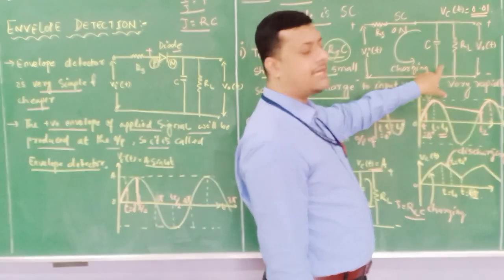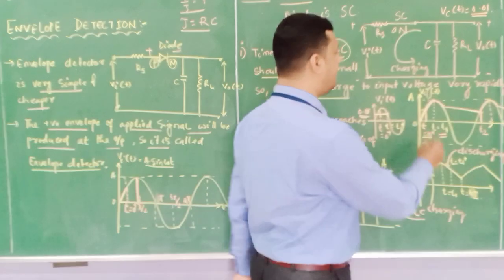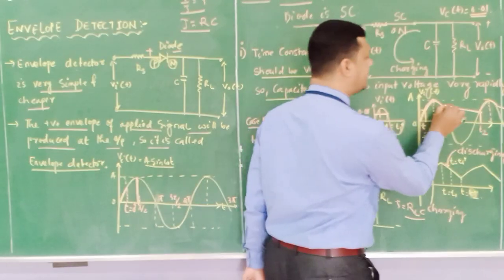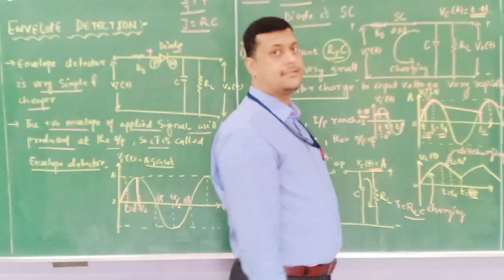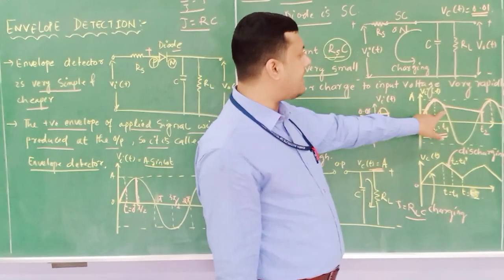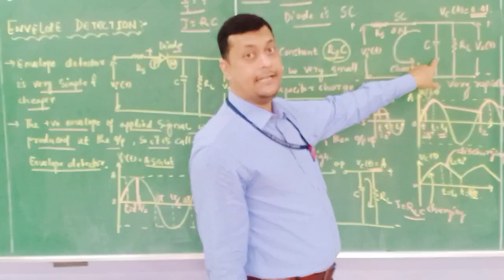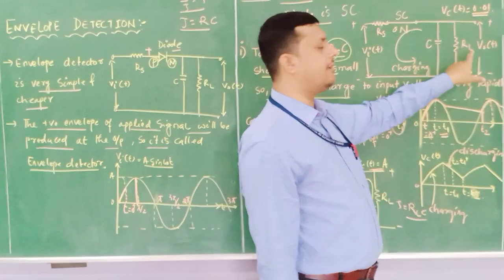So now when discharging is done, here you can see this particular part is called charging and this particular part is called discharging. Now when it is charging, it is Rs into C. When it is discharging, it is C into RL.